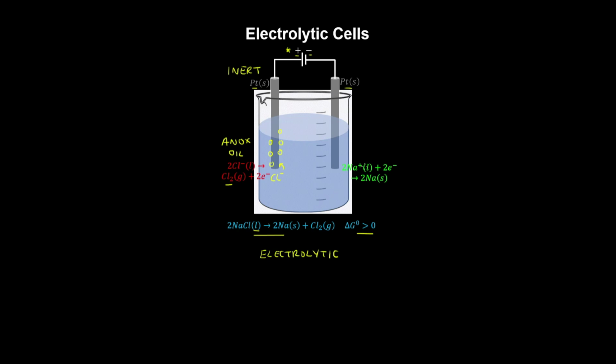And electrons from the negative terminal reduce the sodium ions at the cathode. So you get reduction at the cathode, and reduction means a gain of electrons. So here you have the sodium ions, which are attracted to the negatively charged cathode and turn into sodium and plate onto the cathode.